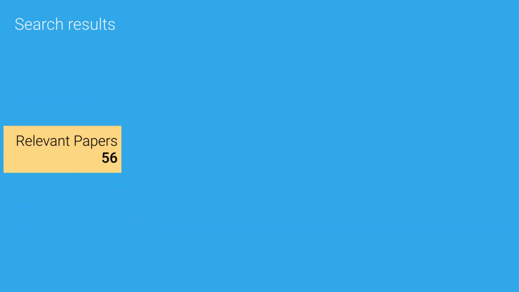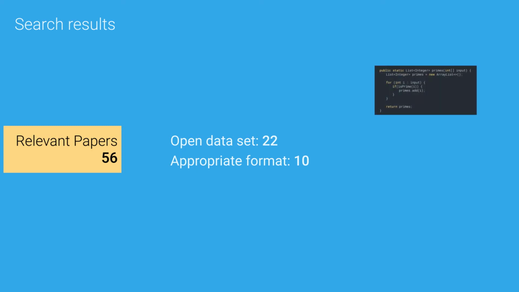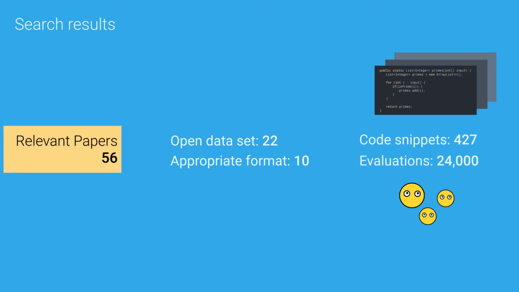Of these, slightly less than half had published not only their paper, but also their dataset. And finally, of these datasets, 10 were of a format that allowed us to work with them. So we had a total of 10 datasets in the end to work with. Speaking in numbers, we ended up with a total of 427 code snippets with about 24,000 evaluations. Enough data to investigate whether these evaluations correlate with the cognitive complexity metric, and definitely more than we would have obtained ourselves in a single study.